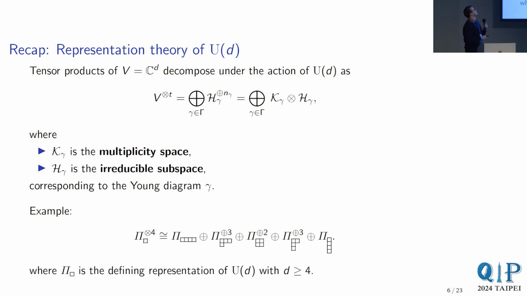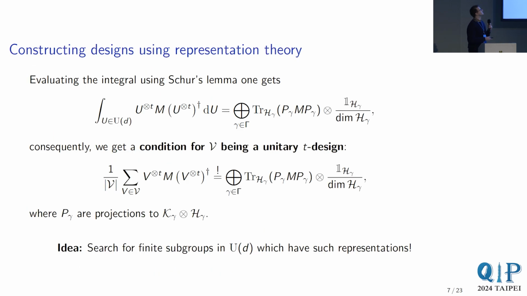So let's recap the representation theory of the unitary group. Tensor products of the vector space V decompose under the action of the unitary group into irreducible subspaces. And these irreducible subspaces are labeled by Young diagrams. For example, you have here the 4-fold tensor product of the defining representation of the unitary group, which decomposes into 5 parts labeled by 5 different Young diagrams with different multiplicities given by the Littlewood-Richardson rule.